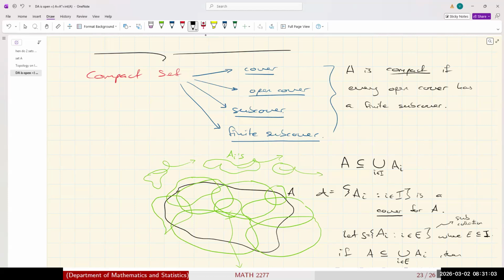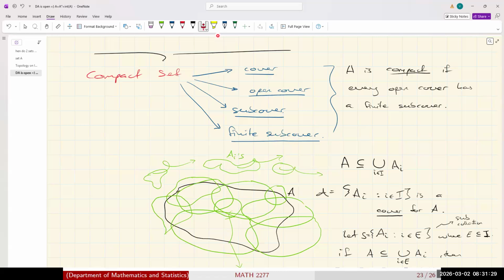That is what a compact set is. A compact set means: if you give me any cover, and I don't want just any cover, I want the covers to only be open sets. So for a compact set, if you give me any open cover you come up with, I could always throw out sets from that open cover.